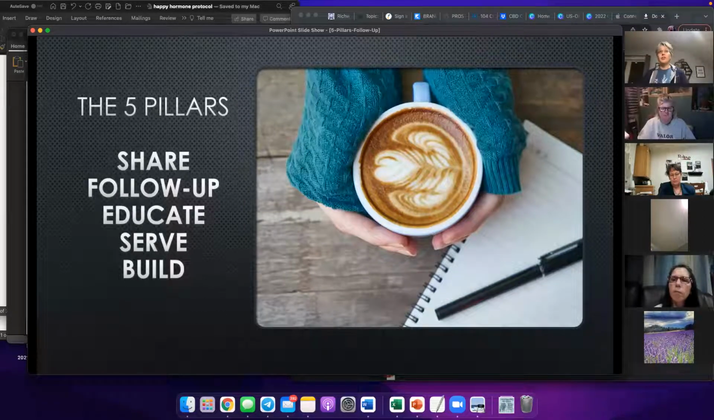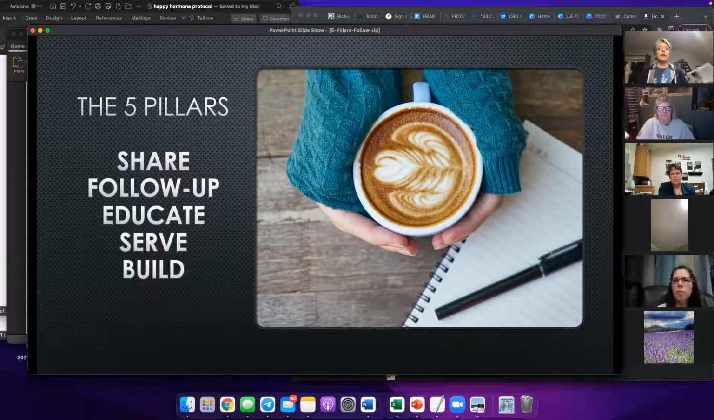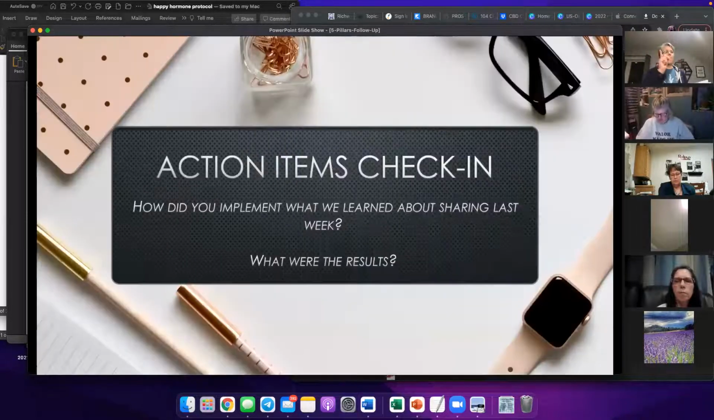Next week will be educate, which means educating the people that we've shared with and followed up, and how to help them learn about the products so they feel comfortable using them, as well as sharing with other people. And then serving, and again, that's more to help them serving their needs and really offering the best customer service, and then building a business. And Skylar, that's probably all I've got after this.